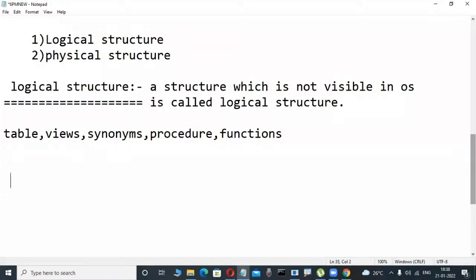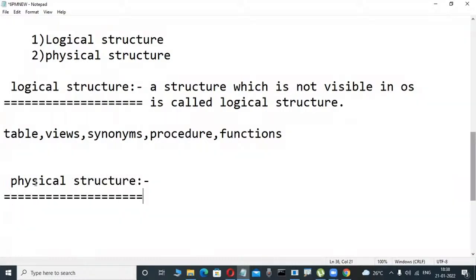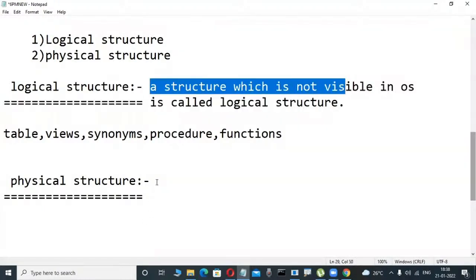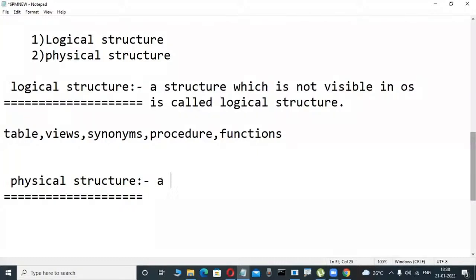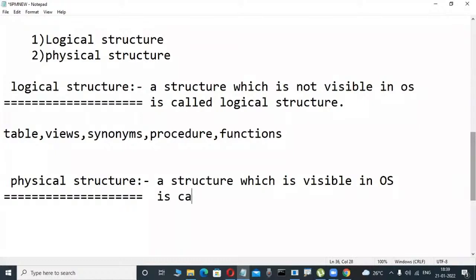Now observe it here. What is physical structure? Don't write it, just roughly observe. Physical structure is just for an idea. What does physical structure mean? This is the opposite: a structure which is visible in the operating system, which is visible in the OS, is called physical structure.